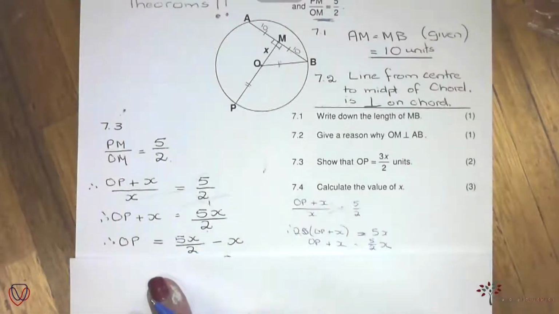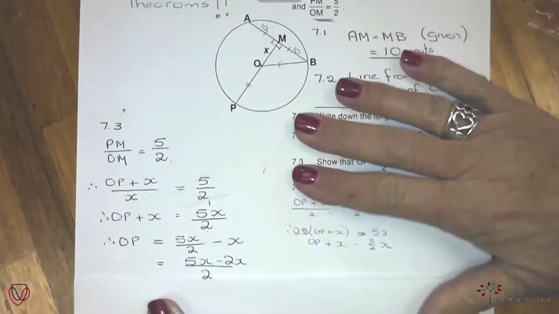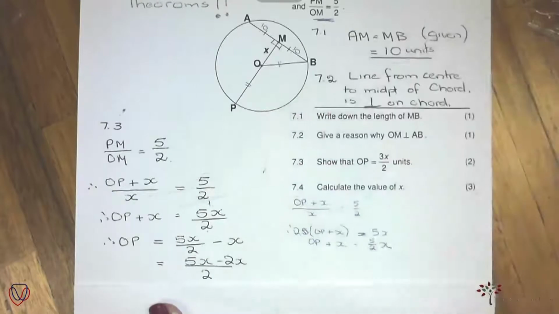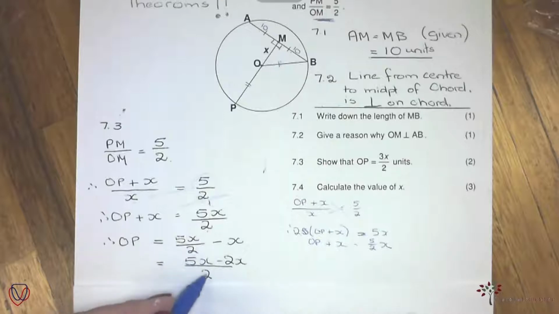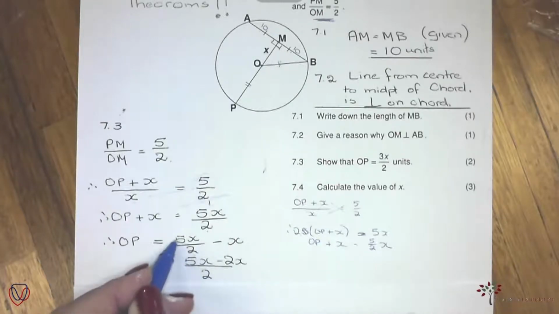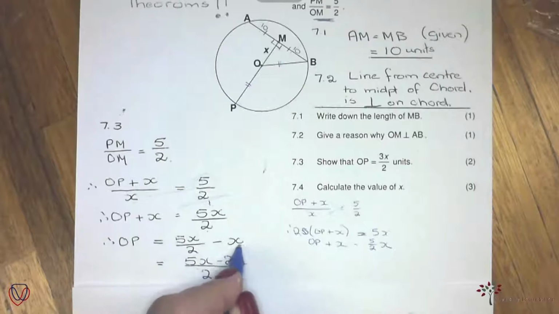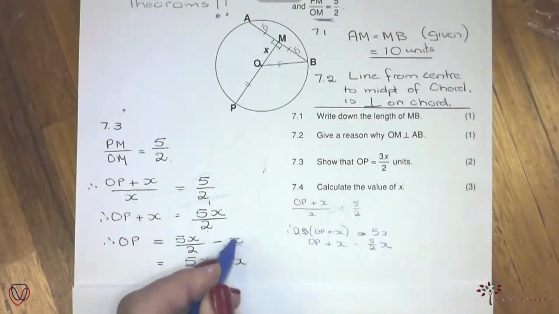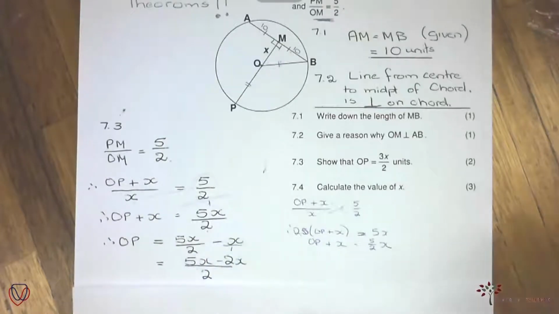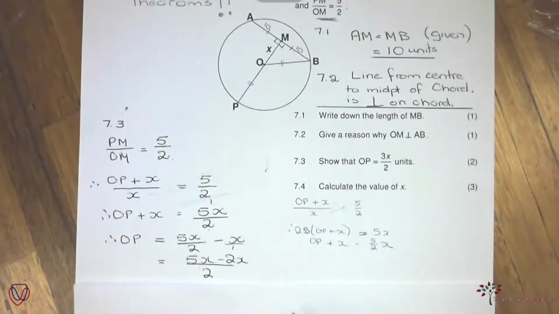You see, now I've written OP in terms of x. But it's not in its simplest form. Let's have a look. These are fractions that you can add because x is there. The common denominator is 2. So you divide that common denominator into that one. It's 1 times 5x. This one is over 1. 1 goes into 2 twice. 2 times x.